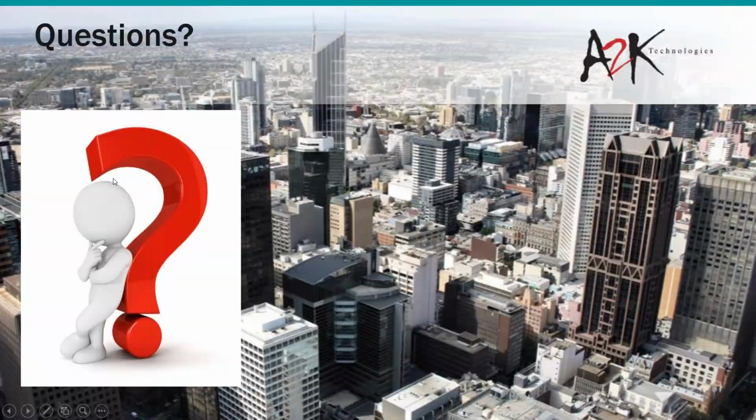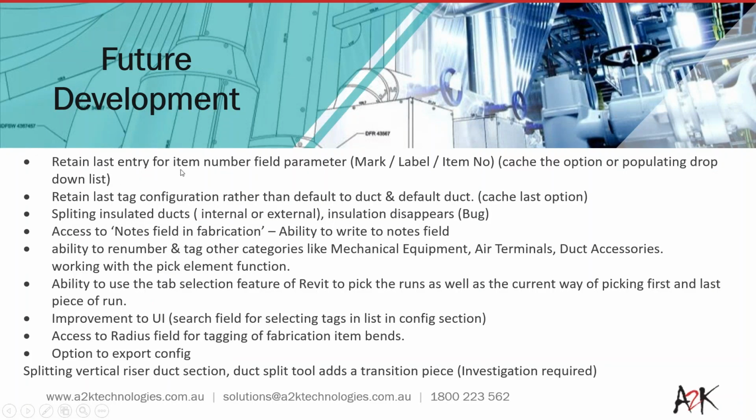Go back one, sorry. Retain last entry for item number field parameter. What we mean by that, as we'll see when I do the live demo, is we've been asked to cache the drop downs so that when you go back to the tool, it doesn't revert back to the default. Again, retain last tag configuration. This is a similar one, which goes back to default duct. So we're looking to cache that.